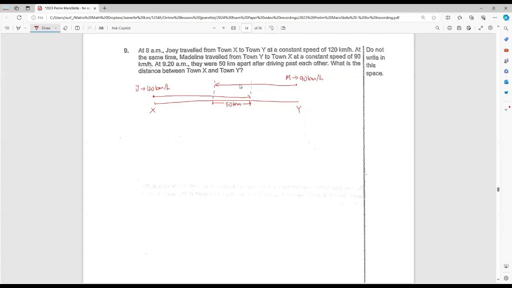So how long did all of this happen? It's from 8 a.m. to 9:20 a.m. So draw a timeline, 8 a.m. to 9:20 a.m. This will be 1 hour and 20 minutes. Let's change it to just hours, which is 1 1/3 hour. So in 1 1/3 hour, what happens? We can find the total distance covered by J, and we can also find the total distance covered by M.